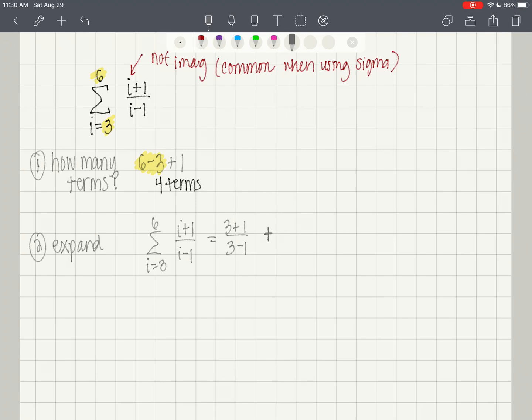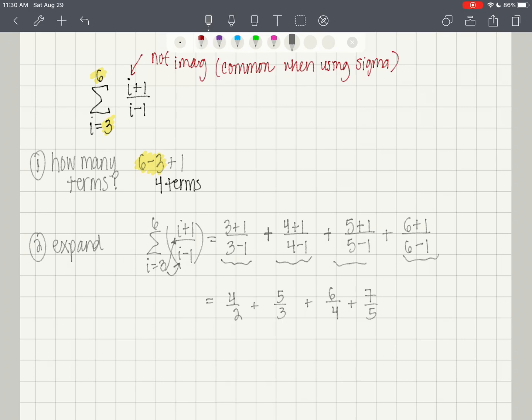Plus, now I put a 4 in. 4 plus 1 over 4 minus 1. Plus, so there's my first term, my second term. Now I'm on 5. 5 plus 1 over 5 minus 1. I'm just putting in these values for i. And then my last is going to be that 6. 6 plus 1 over 6 minus 1. So I have 4 over 2 plus 5 over 3 plus 6 over 4 plus 7 over 5.